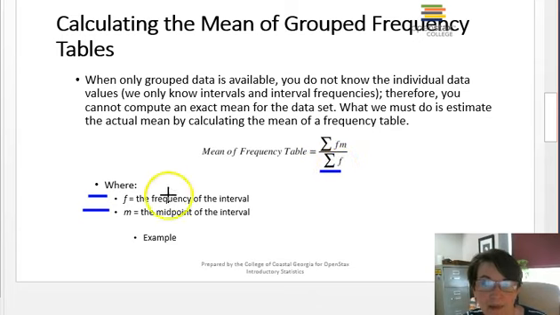I'm adding up the frequency here. On top, I'm adding up my frequency times the midpoint of the interval. Adding all those up, and then I would do that division. My fraction bar means division. So that's how I would calculate the mean of grouped frequency tables.